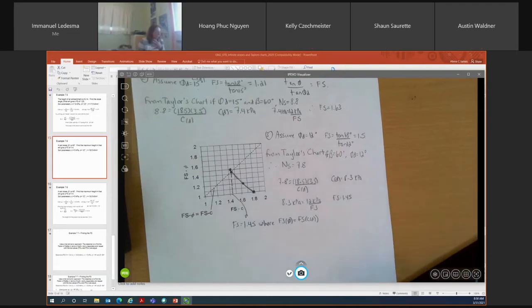So that's how you would go through and determine what your factor of safety is for a slope using Taylor's charts if the only unknown you have is factor of safety. If you know the height of your slope, your bulk unit weight, your cohesion, your friction angle, and the slope angle, you can use Taylor's chart to determine your factor of safety. Anyone have any questions on the process?